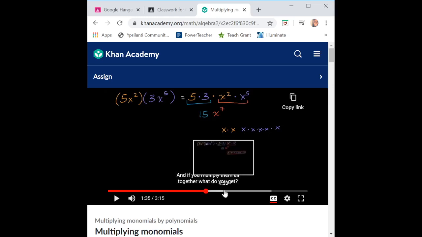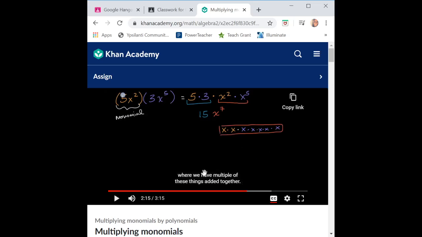So again, if you want to do the video at your own time, you can. I'm just going to skip through it for the sake of time because we went through this part together. He also introduces a new vocab word. So as I was saying, we're multiplying monomials. This is called a monomial because it's just one part, right? So it's just one 5x squared. When you have multiple of those added together, they're going to be called polynomials, and we'll get into that later.